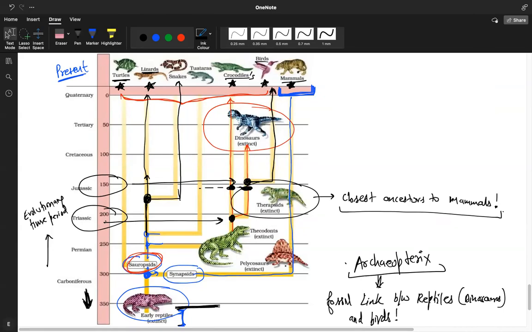Okay. Now coming to mammals, write down the first mammals to evolve came from the synapsids branch. Until therapsids, we did not call them mammal. We call them synapsids, pelycosaurs, and therapsids. Okay.